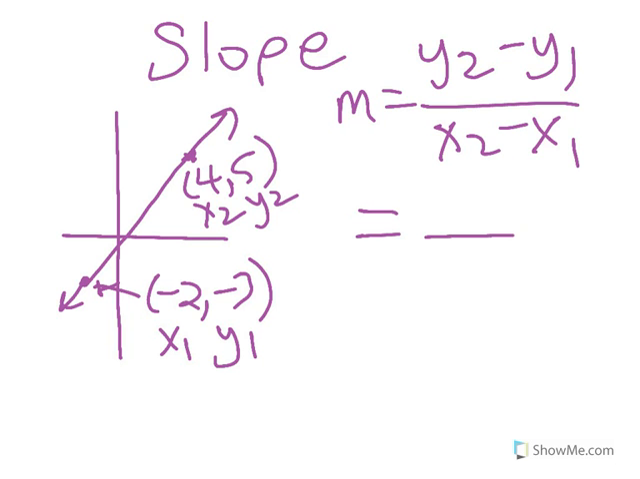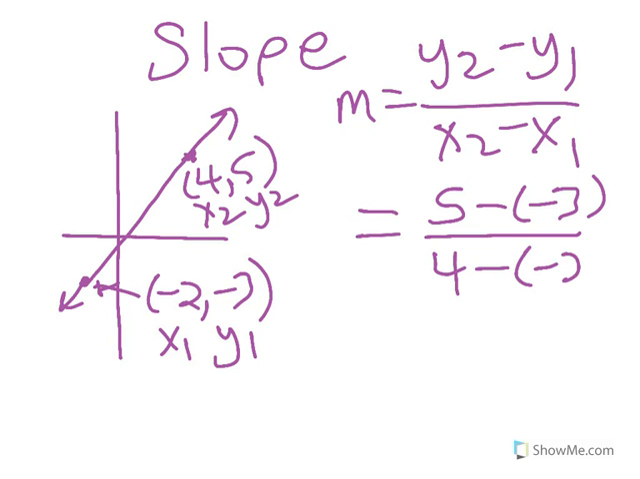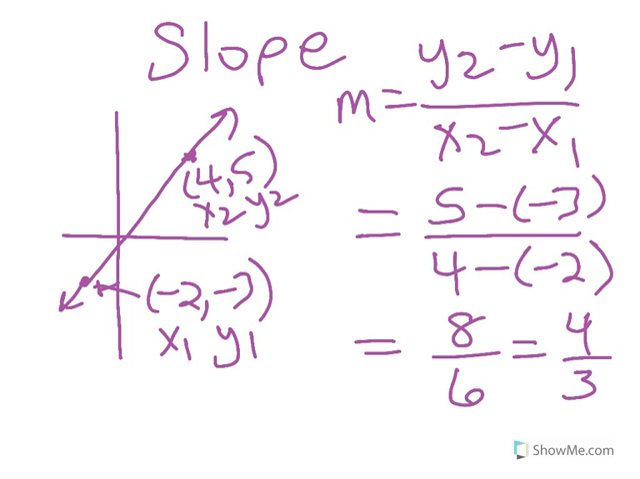So, for y2 we have 5, and for y1 we have -3. For x2 we have 4, and for x1 we have -2. 5 minus -3 is 8. 4 minus -2 is 6. That reduces to 4/3. What that means then is every time the y value goes up by 4/3, the x value goes up by 1. That's the rate of change. 4/3 for y for every 1 unit of change in x. Please leave your slopes as ratios like this. This is very convenient for the work we have to do with lines.